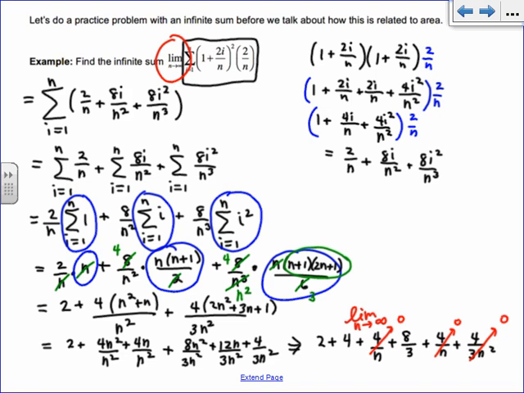I'm going to have 6 plus 8 over 3. So my answer is going to be 26 over 3, or 8.6 for people.